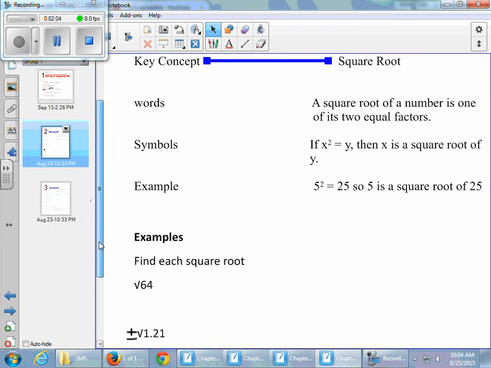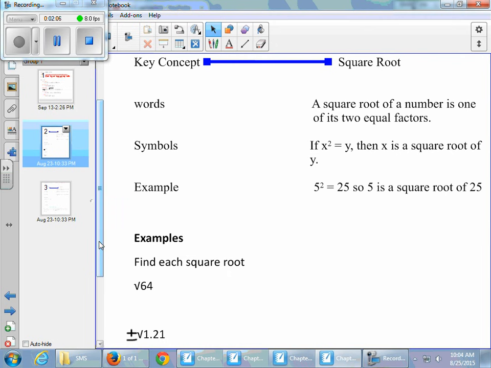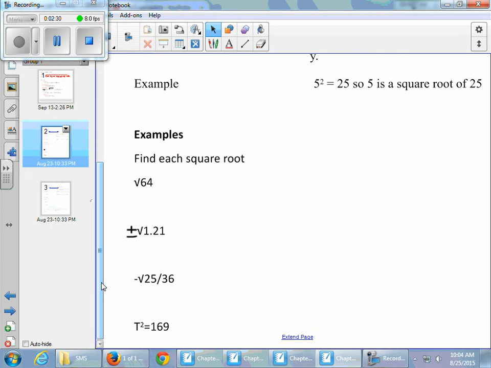Okay, our square root key concept. In words, the square root of a number is one of its two equal factors. It's shown by: if x squared equals y, then x is the square root of y. For example, 5 squared equals 25, so 5 is a square root of 25. Let's dig into some examples. Find each square root of 64.